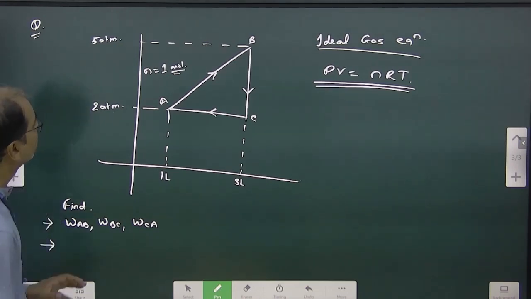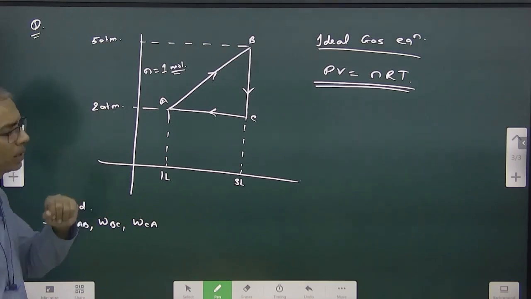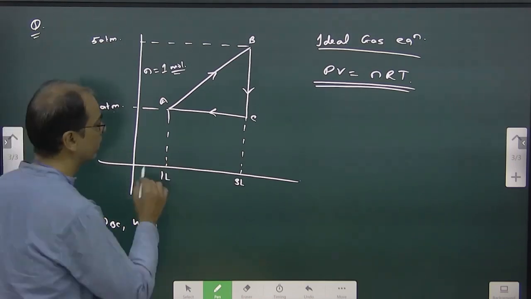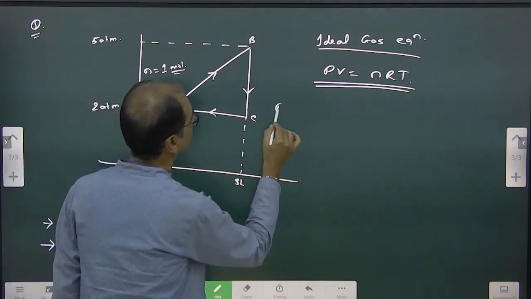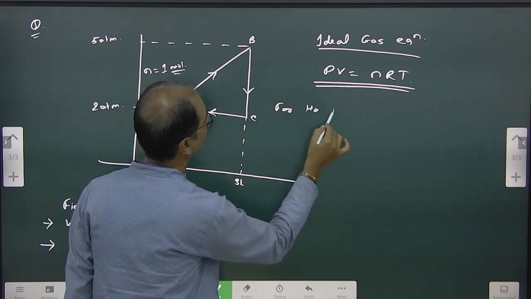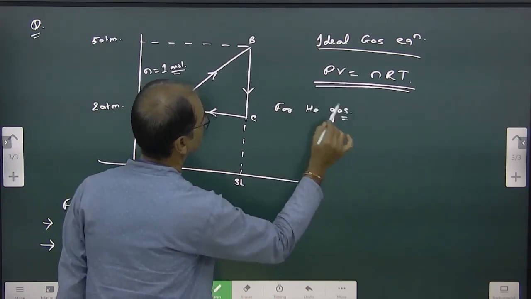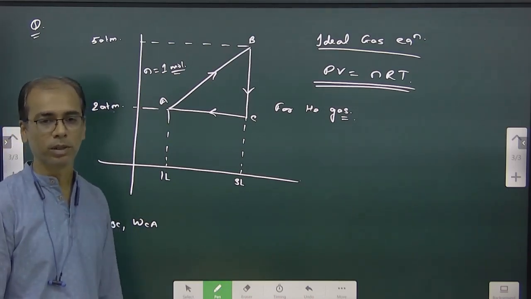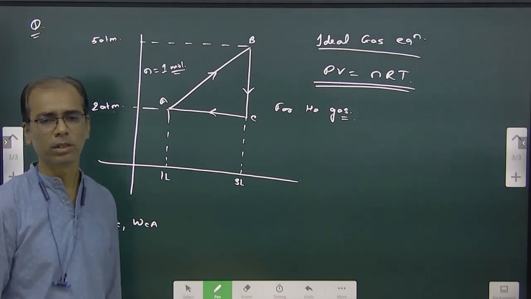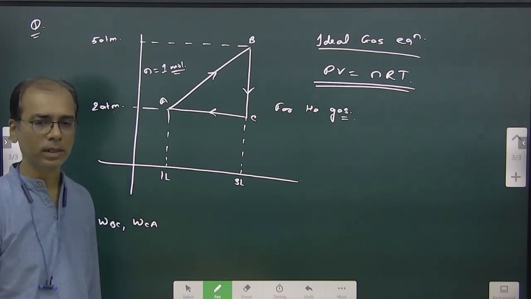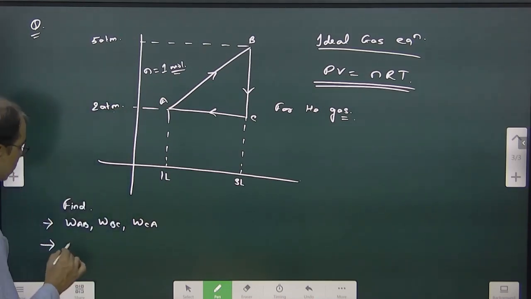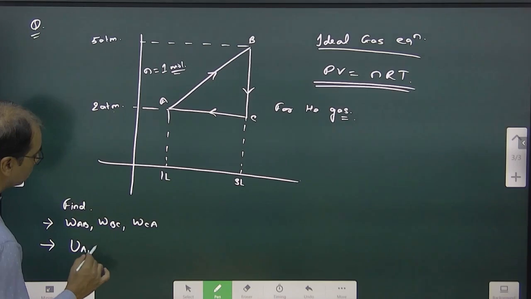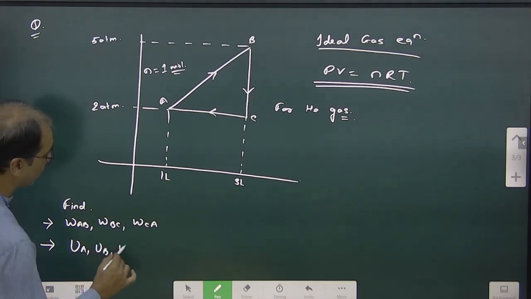Now, if I say we have taken helium gas. Okay, that's for helium gas. Question is for helium gas. Why am I saying it? Because I want to involve delta U also in that. That's why I am doing it. We will involve delta U only, or U only. So let's say find UA, UB, and UC.